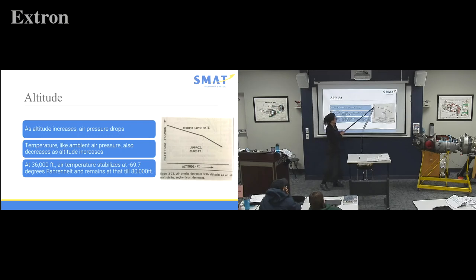This is a thrust lapse rate graph with our net thrust over here and altitude, decreasing, and then at 36,000 there's more of a drop off. So that's why a lot of airliners will fly around 36,000 or a little less, because of that drop off in thrust for the general turbofan engine above 36,000 feet.